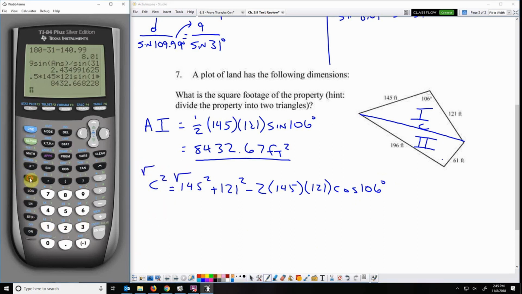So the square root of this whole side, 145 squared plus 121 squared minus 2 times 145 times 121 times cosine 106. So I get 212.93 for this side right here.